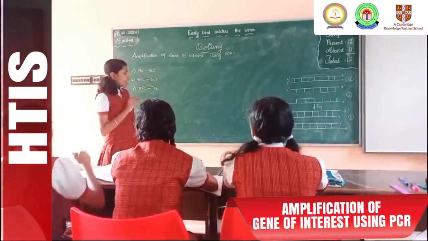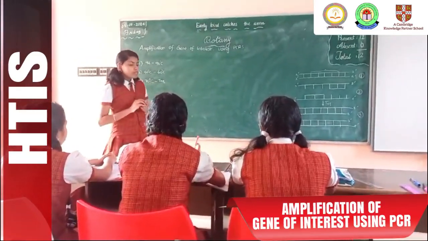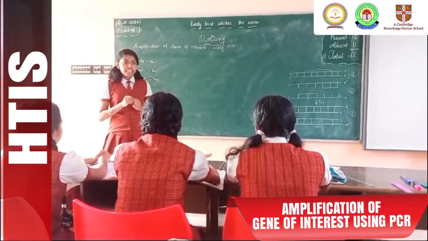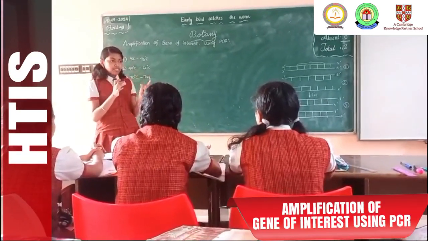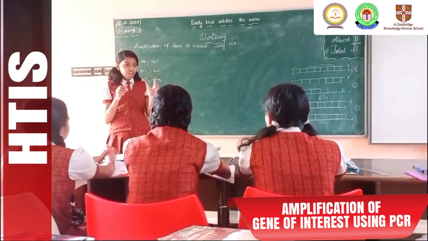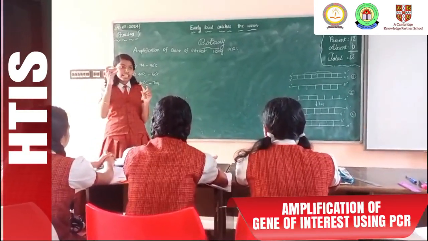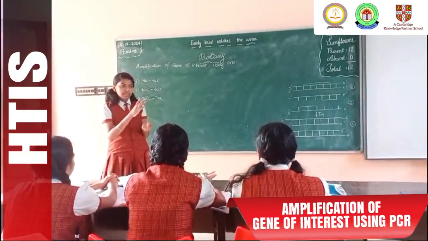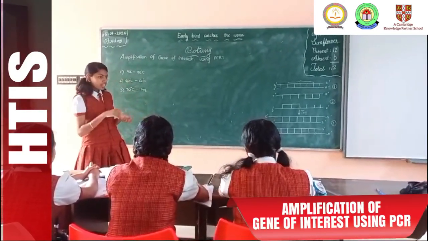The topic is amplification of gene of interest using PCR. First, in this chapter we are studying how we can create an organism that has DNA from another organism. We will take the DNA from another organism and put it into this organism, and we will get the desired character. That is what we will study in this chapter.